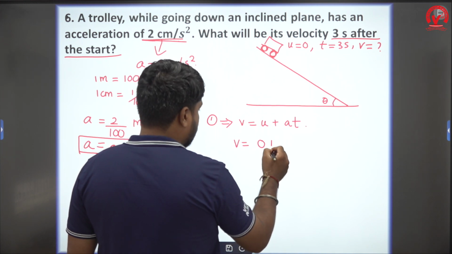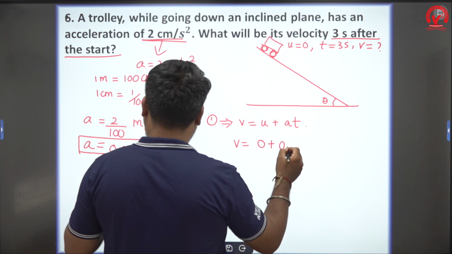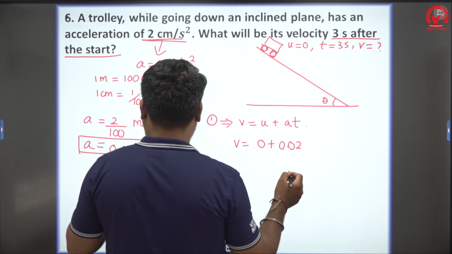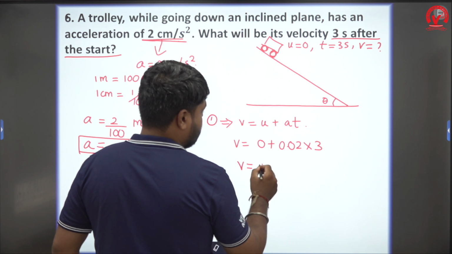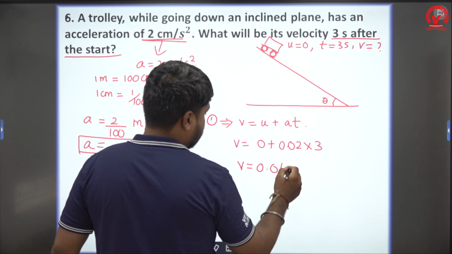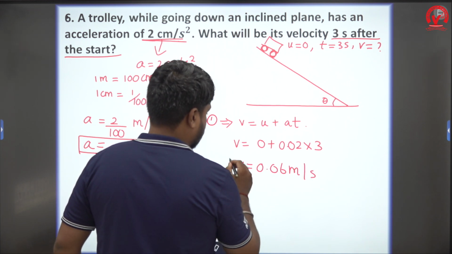u is equal to 0, plus a is how much? 0.02. What is the time? 3 seconds. So v is equal to 0.06 meter per second. This is the velocity.